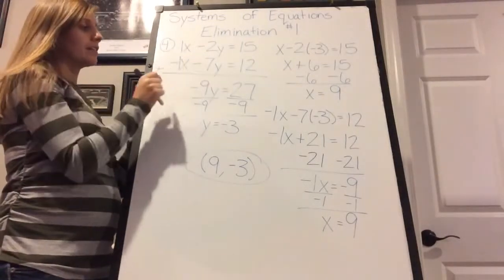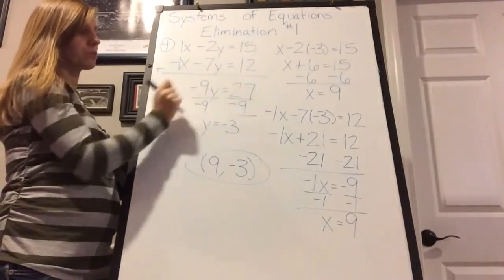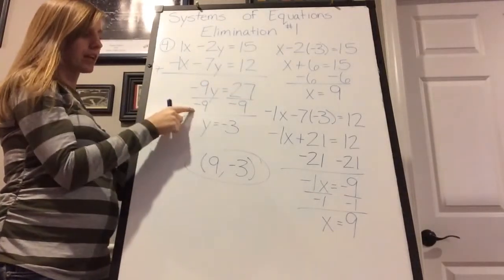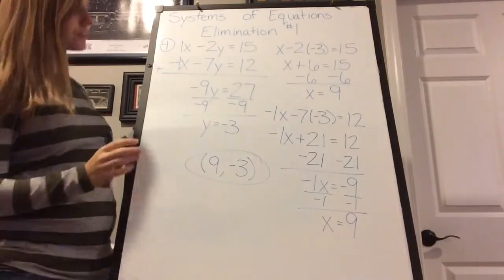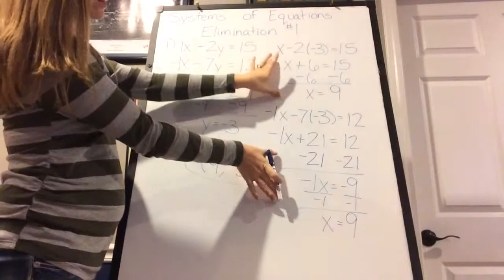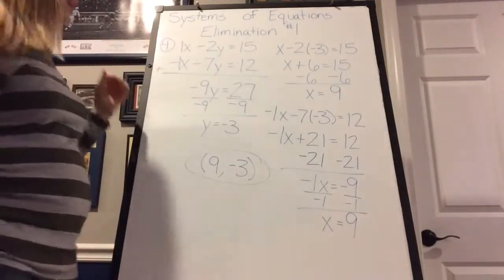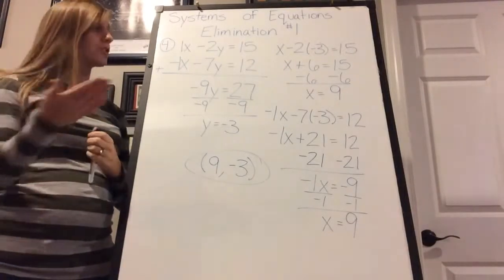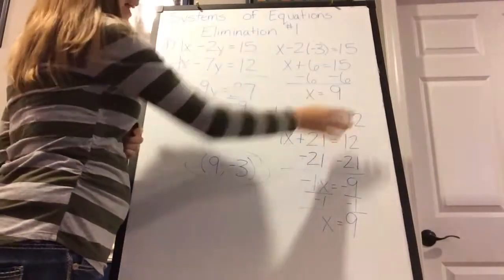Negative 2y and negative 7y, I got negative 9y, and 15 plus 12 is 27. So from there, I just divided both sides by negative 9, and I got y equals negative 3. Now, from there, you'll notice I have two sets of information here. You could have chosen either one of these equations, and I just want to point out that you would still get the same answer. So it didn't matter which one you chose, you still should have gotten that x equals 9.